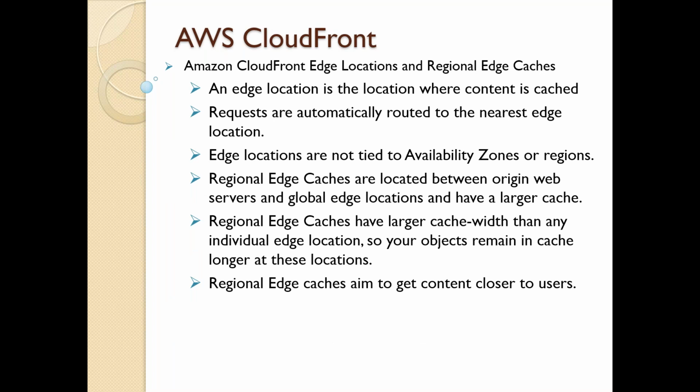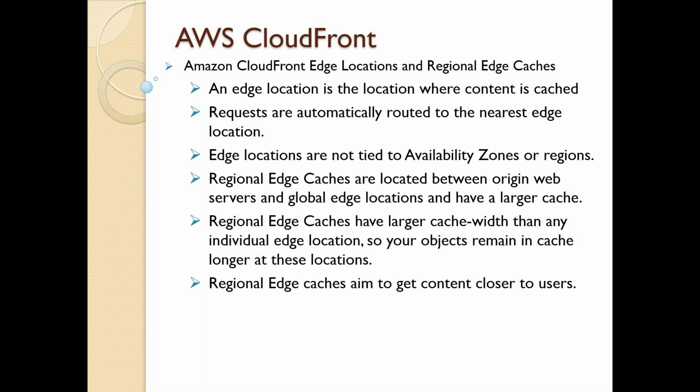Amazon CloudFront edge locations and regional edge caches. An edge location is a location where content is cached. Requests are automatically routed to the nearest edge location. The edge locations are not tied to any availability zones or regions. They are entirely different. Regional edge caches are located between origin web servers and the global edge locations and have a larger cache. That's like your district head post office, right? Which holds a lot of letters. Whereas the post office near your house is your actual edge location.